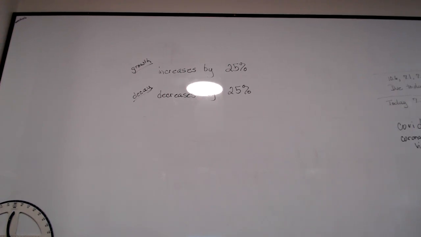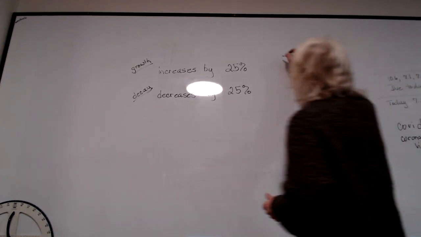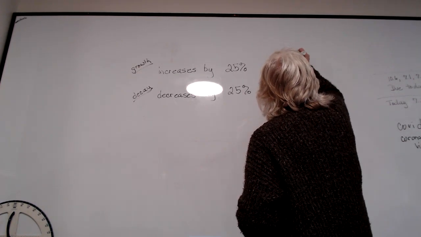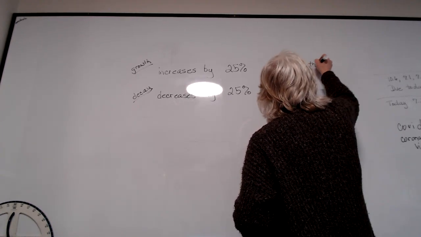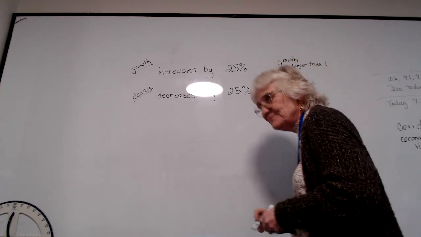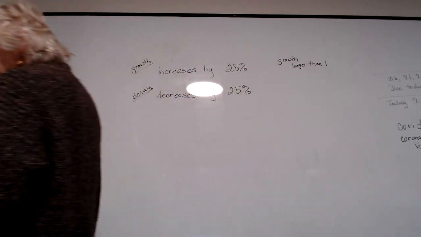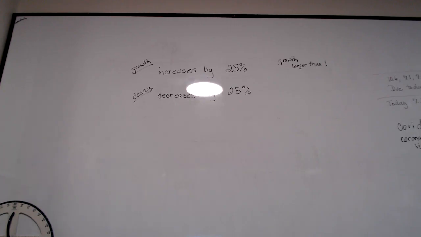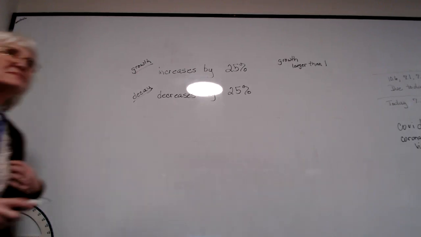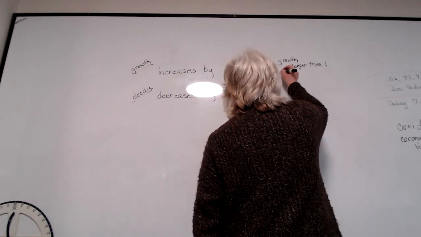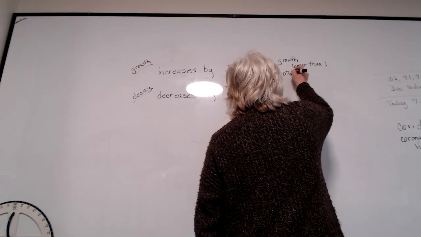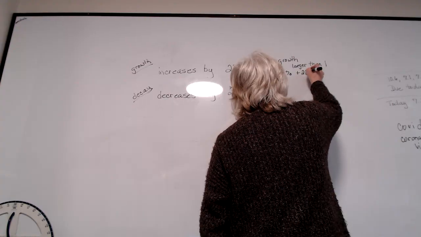Because what did we say about growth? Growth has to be larger than 1. Okay? So 25% can't be my base, right? Because it's not more than 1. Yes, an increase would have an implied 100%. You start with 100% and you add 25%.